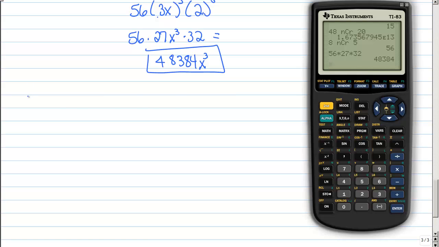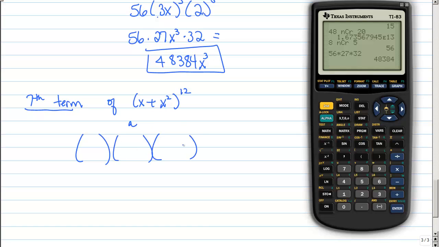Let's try another one. Okay, (x + x squared) to the 12th power, and I want the seventh term. So remember, we want that n, we want our a, and we want our b, and we need those powers. Let's start out with the easy: I want it to the 12th power, so 12 goes there. The seventh term, take 1 less, which would be 6. 6 goes there, and 6 goes here. And since I need to add up to 12, that also is 6.